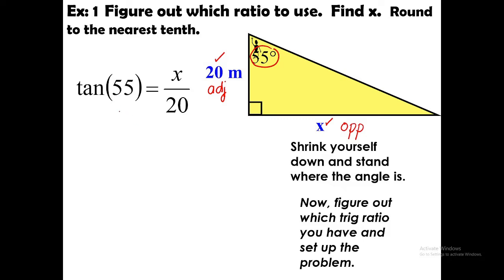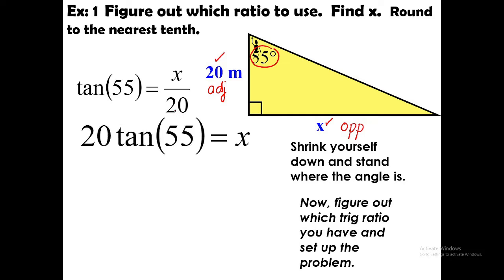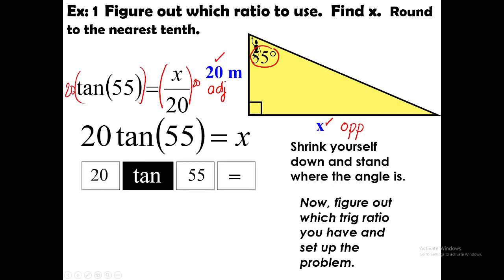So tangent 55 is equal to opposite, which is x, divided by the adjacent, which is 20. And solving for x, I will be multiplying 20 to both sides. So multiply 20 over here, multiply 20 over here. Now use your calculator, please. How much is 20 times tangent 55?